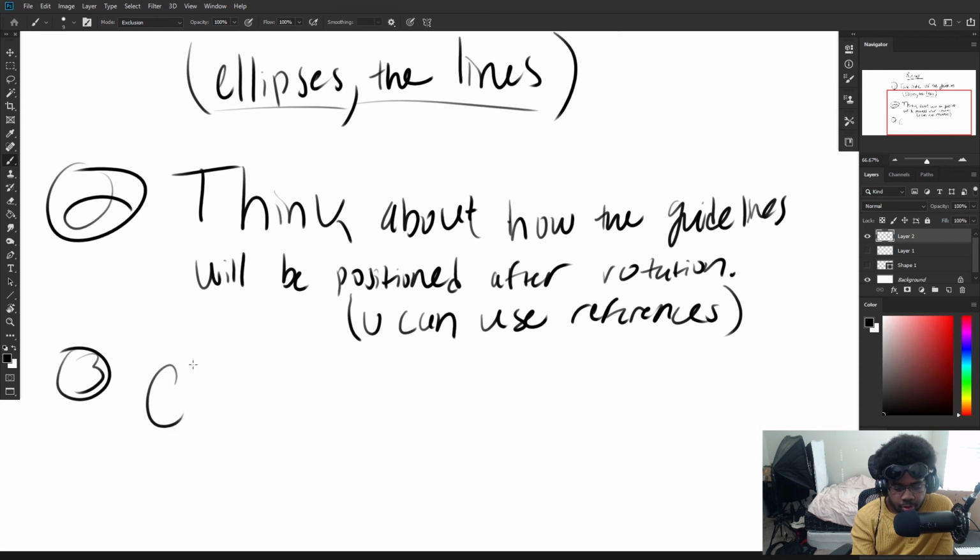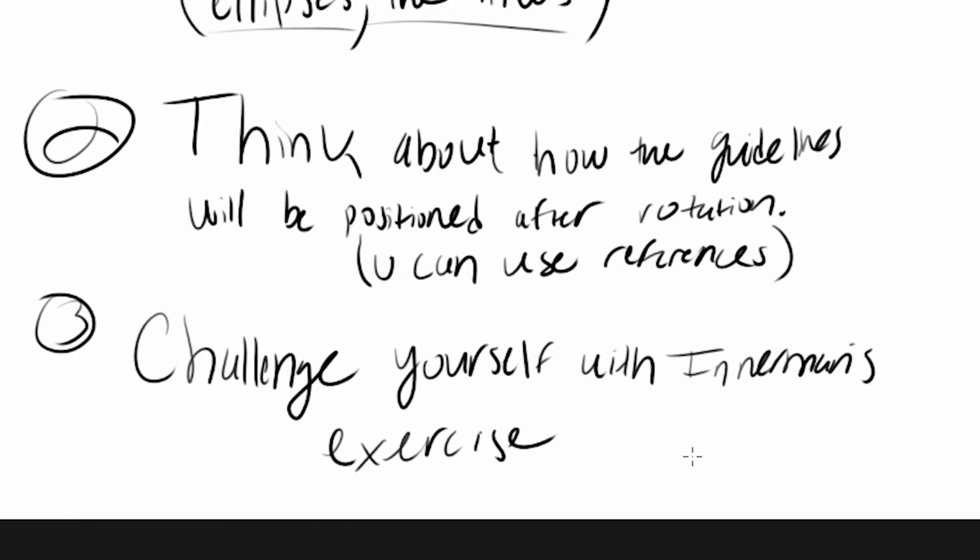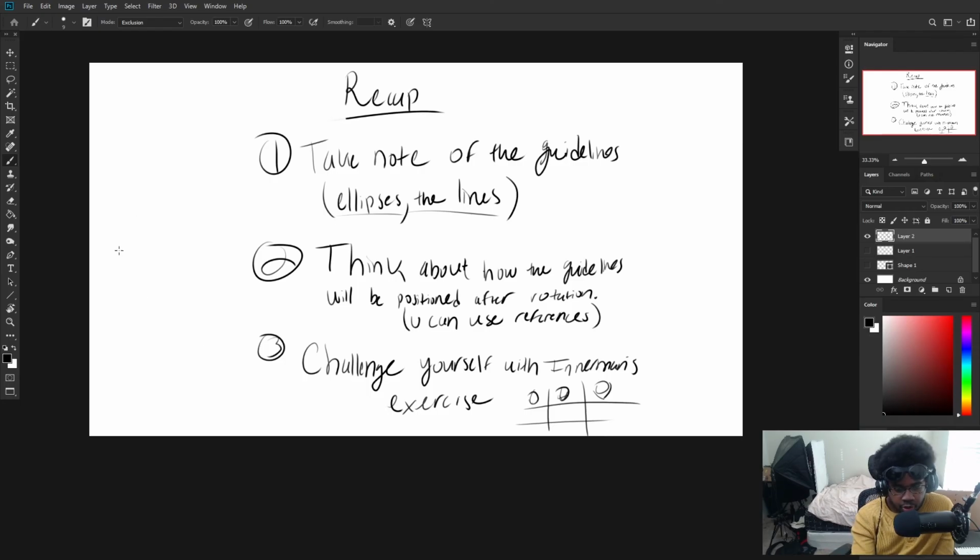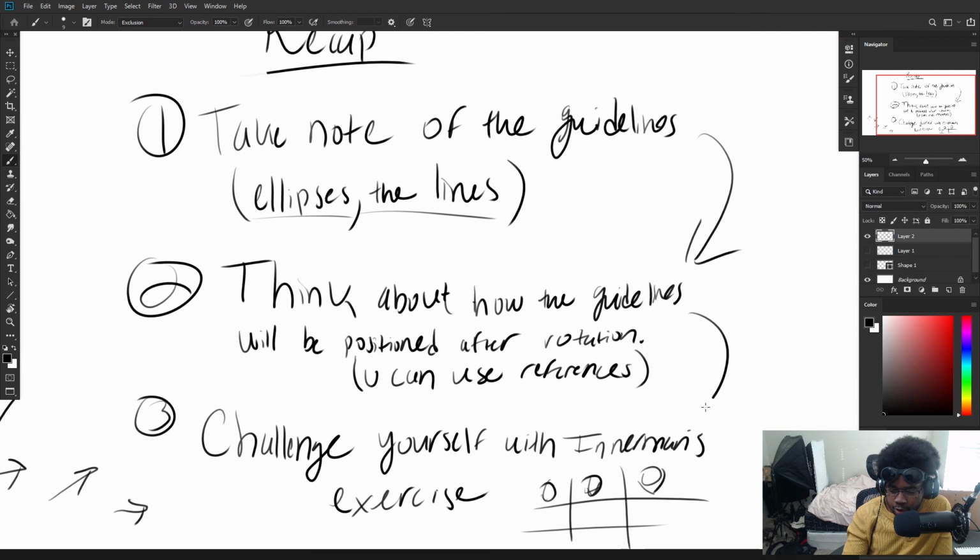And then the third step is to challenge yourself with that exercise I mentioned. So once again, you're making that little grid, right? And you're just filling it up with different heads that are rotated in a certain way. And just draw them in different angles. Maybe you draw a head that's looking up, maybe one that's looking down, to the side, diagonally, three-quarter view. It's up to you. And I found that following these steps just helped me improve a lot.